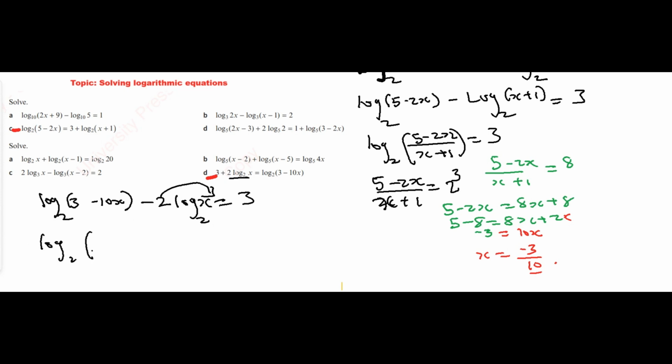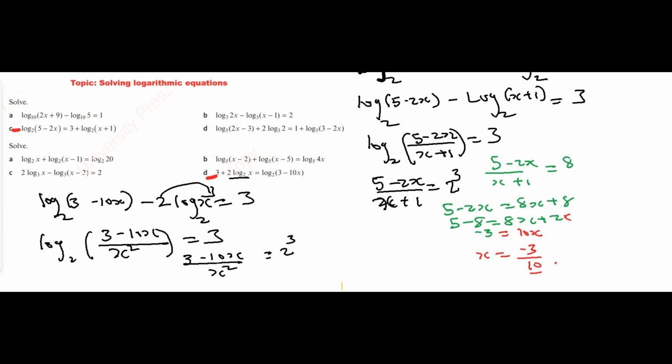Let me pick the same base. I have 3 minus 10x. When that one goes up, it will be x raised to power 2, divided by x squared, is equal to 3. Change the base logarithm to indices. So I will just have 3 minus 10x all over x squared is equal to 2 raised to power 3.